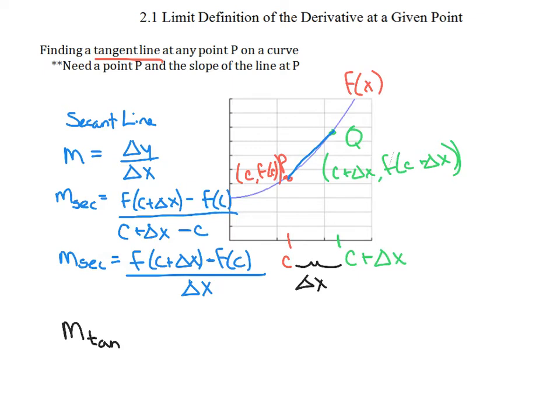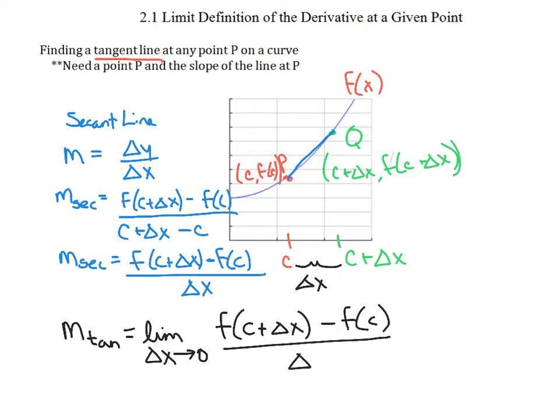This brings about something that we learned, of course, in Chapter 1, our limits. We want to take the limit as delta x gets really, really small. That means we want to take the limit as delta x approaches 0 of that very same slope of the secant line, f of c plus delta x minus f of c all over delta x. Now again, you'll notice that I am specifically finding the slope of the tangent line at point P, and at point P I'm going to be given the coordinates c, f of c.